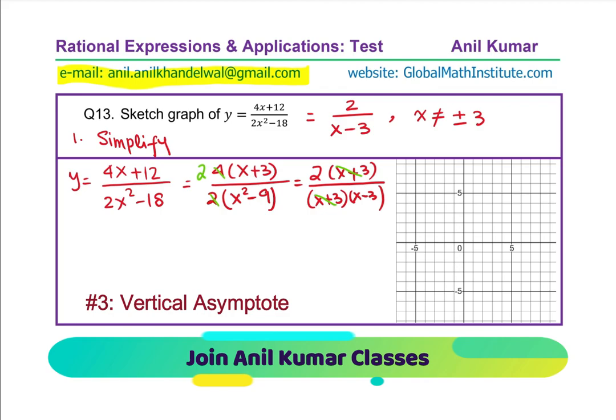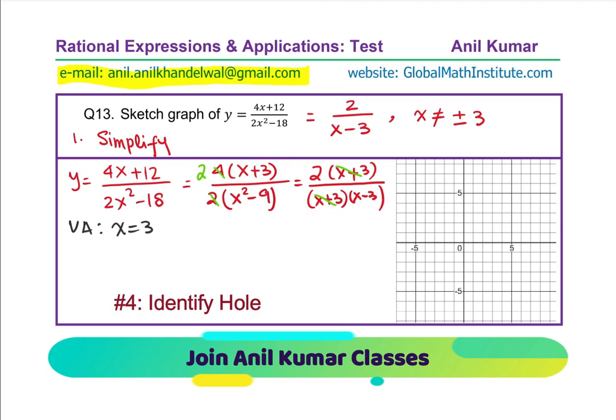Now, basically, we need to sketch the graph of y equals 2 over x minus 3, where x is not equal to plus and minus 3. So let me rewrite and think about it. One thing is very clear: in the simplified version, we have x minus 3 in the denominator. So clearly, we have a vertical asymptote at x equals 3, correct? So that is our vertical asymptote.